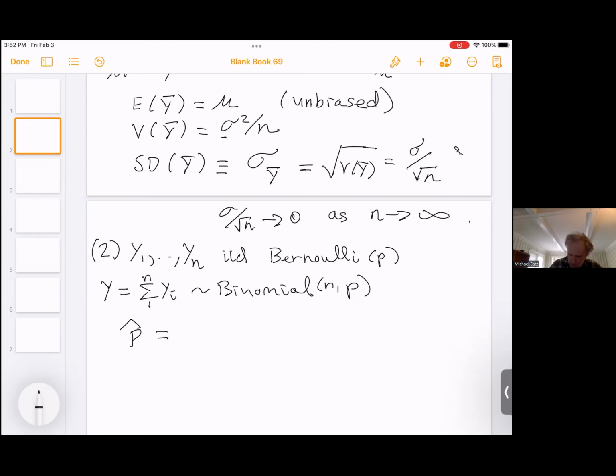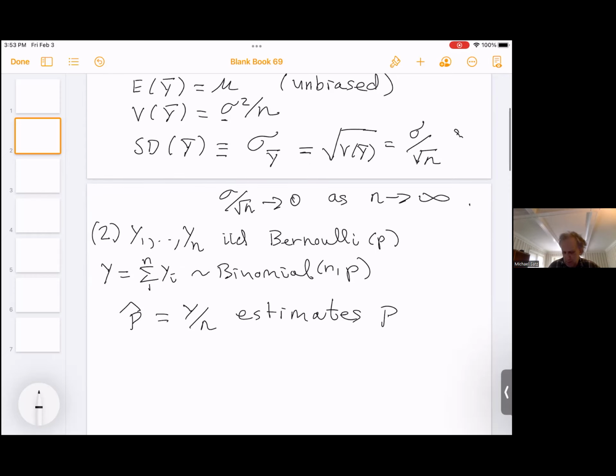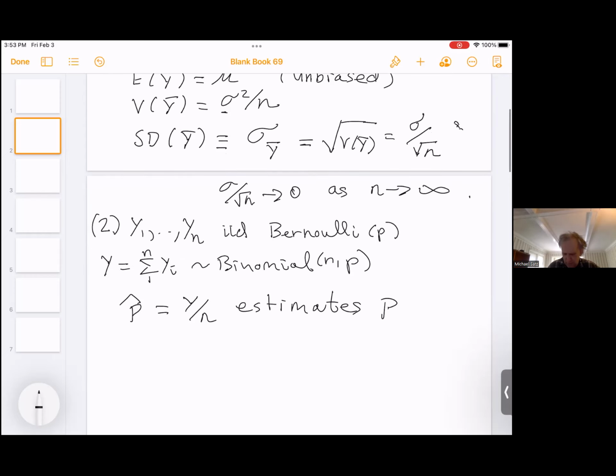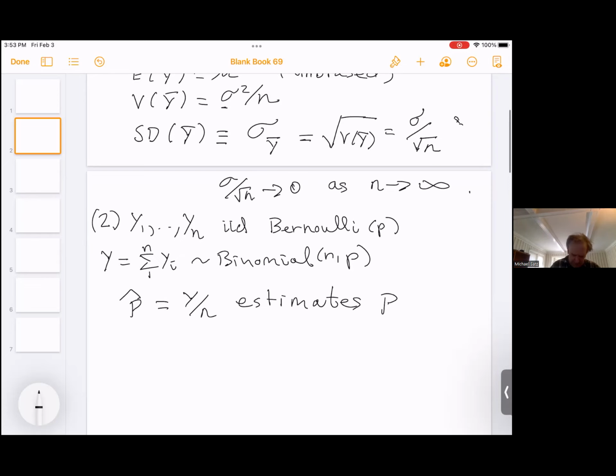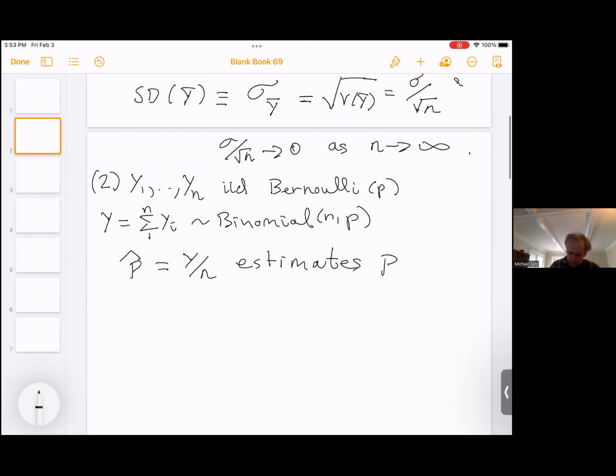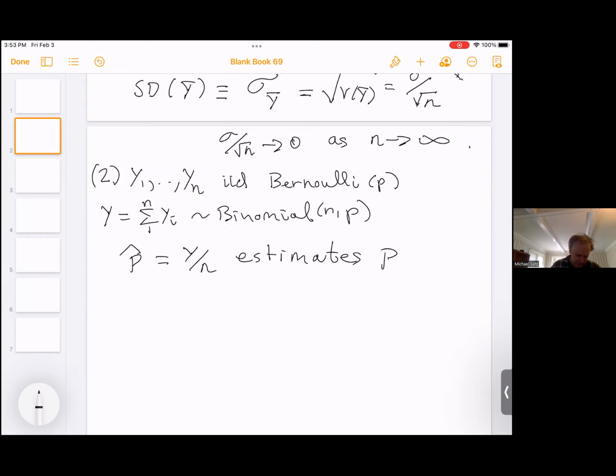So p hat equals, let's just say, y over n is a good estimator for p. In other words, it's the same as above, really. This is just y bar, right? Y is the sum, and I'm dividing by n. So it's the same as above. This is just a special case when the data is Bernoulli. Everything also follows. We just list it separately.